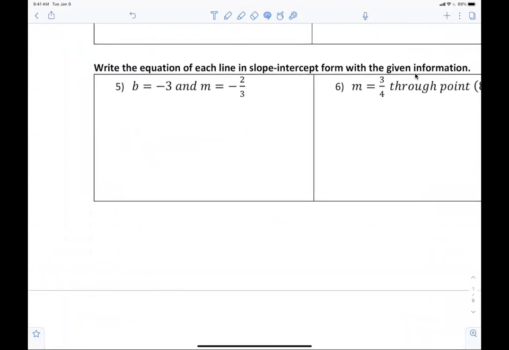So write the equation of each line in slope intercept. Everybody's going to write slope intercept is y equals mx plus b. Now, why is number 5 super easy? It already gives you m and b. So the answer for number 5, hold on, Luca, what do you think it is? Here, look right up here so I can show you how simple. I want you to write y equals mx plus b.